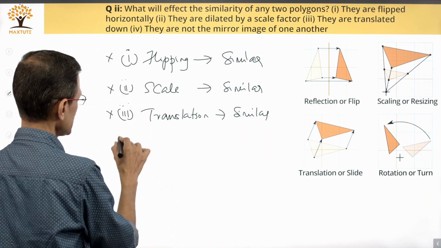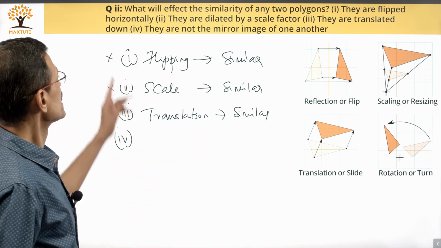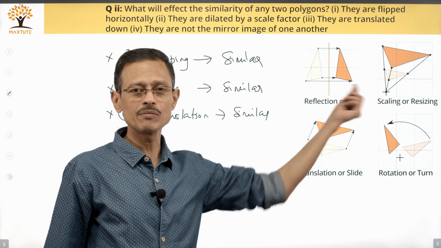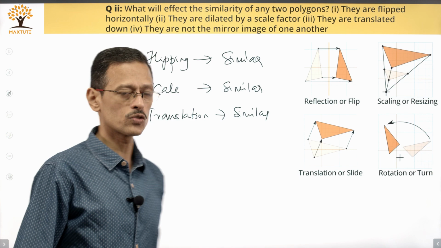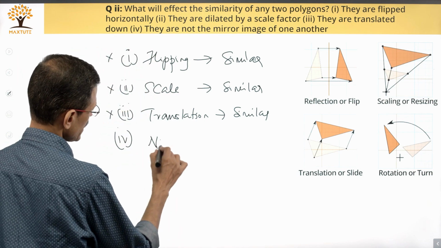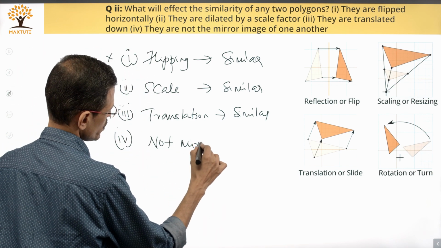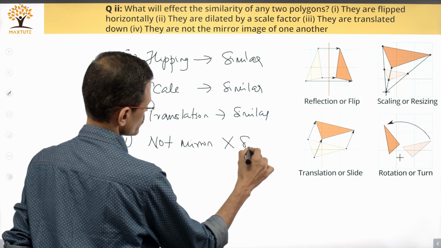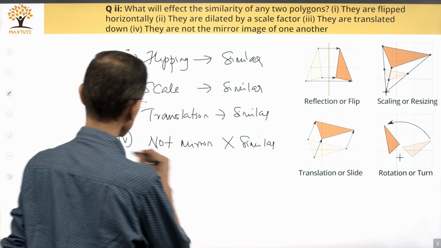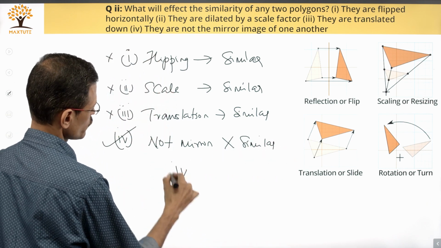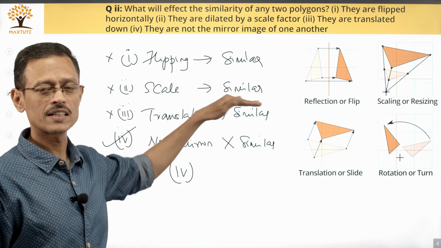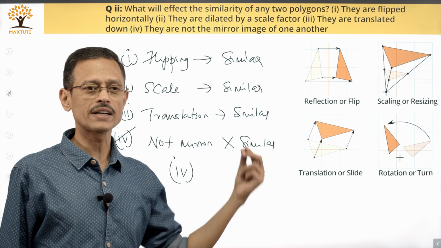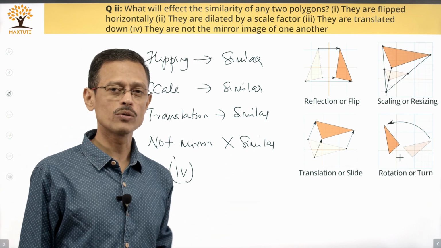So obviously 4 should be the answer. Let's just check out what 4 says. They are not mirror images. Reflection means we are talking about mirror images. They are saying they are not mirror images, which means similarity is going to be affected, right? Not mirror means it is not going to be similar. So this is the answer, right? This is going to affect similarity. So choice 4 is the answer to this question. All the remaining 3 will keep it similar. This is the only one which will not keep it similar. It's going to affect the similarity of the object. Therefore, 4 is the answer.